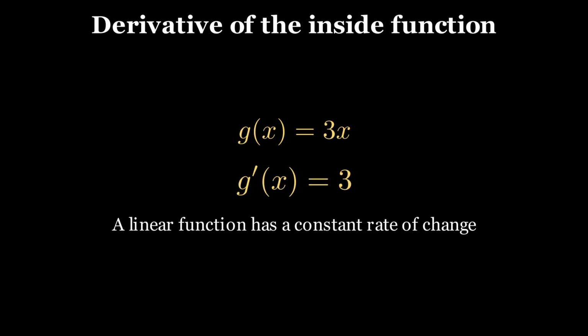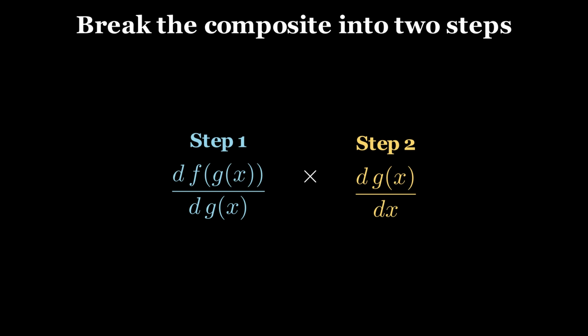Okay. Next, the derivative of 3x for g of x. The derivative of 3x is just 3 because it's a linear function. So the rate of change is going to be constant no matter what. Now for the composite function.